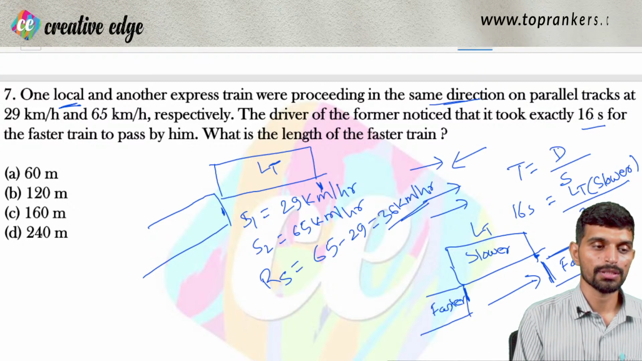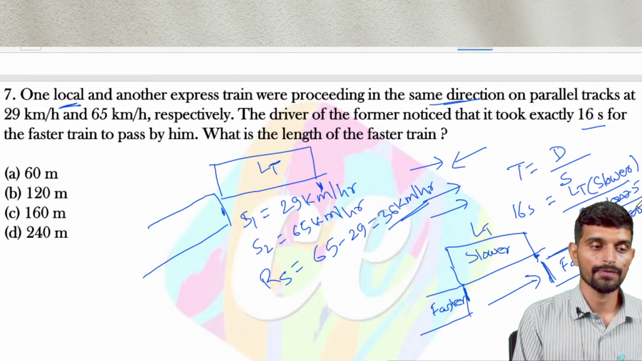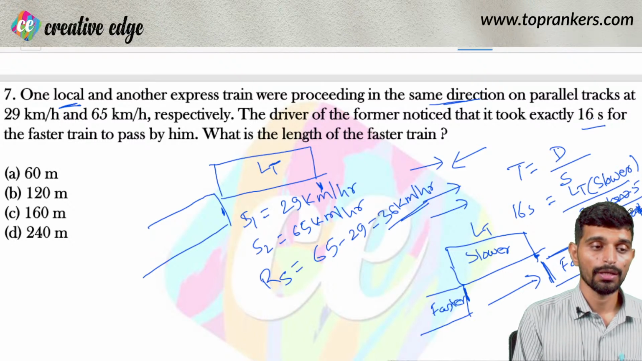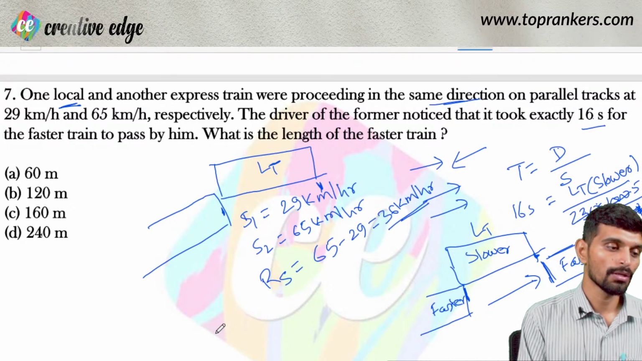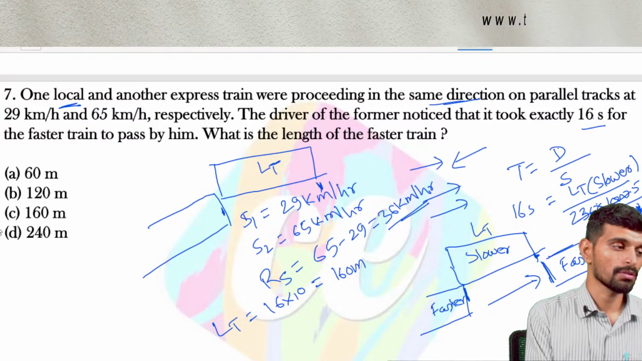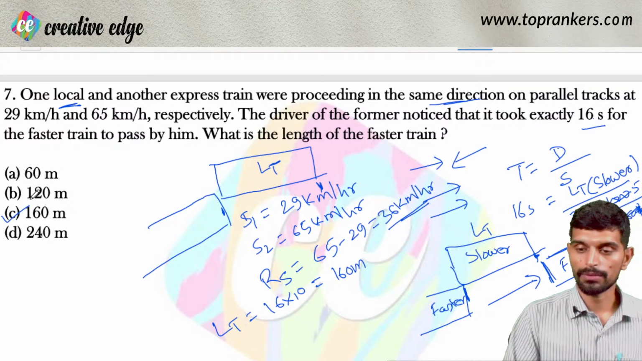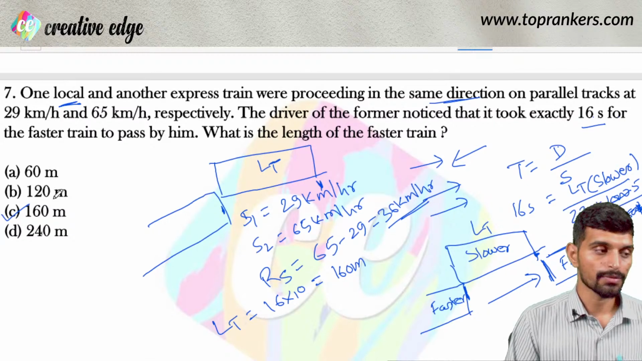So this is 36 km per hour, but the answer is in meters per second, so let's convert kilometer per hour into meter per second. That is, kilometer is 1000 meters and hour is 3600 seconds. So on simplifying, that gives you 5 by 18, and 36 is 2 times 18, so that is 5 into 2, 10. So length of train will be 16 into 10, that is 160 meters. So this should be the answer. Let's move to the next one.